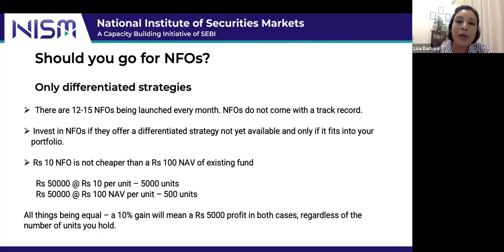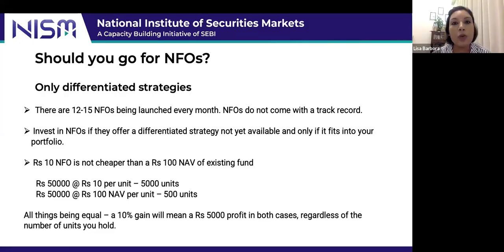New fund offers are coming up all the time. 12 to 15 were launched in July. If you see the draft proposals on the SEBI website, you'll find many more coming up in the next few months. Remember, NFOs are new, they do not come with a track record, and that's their biggest drawback. You don't know whether the fund is going to do well or not.